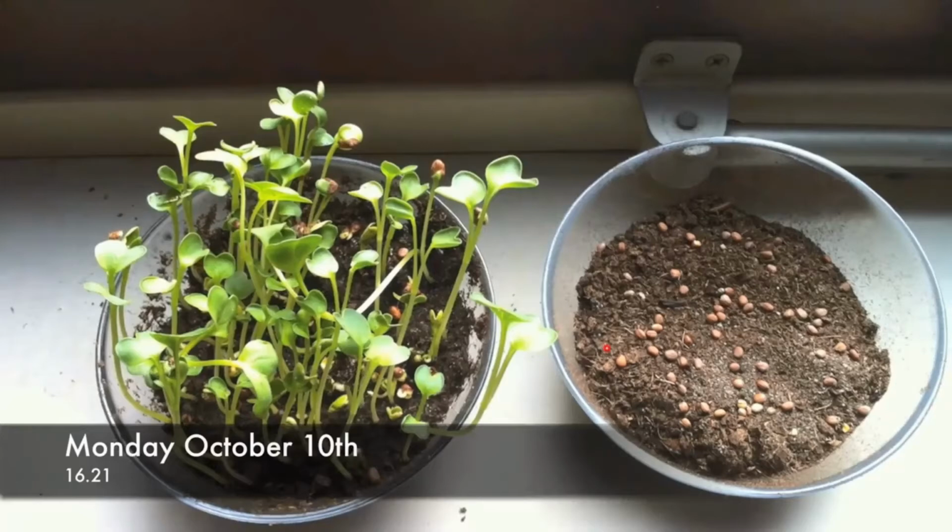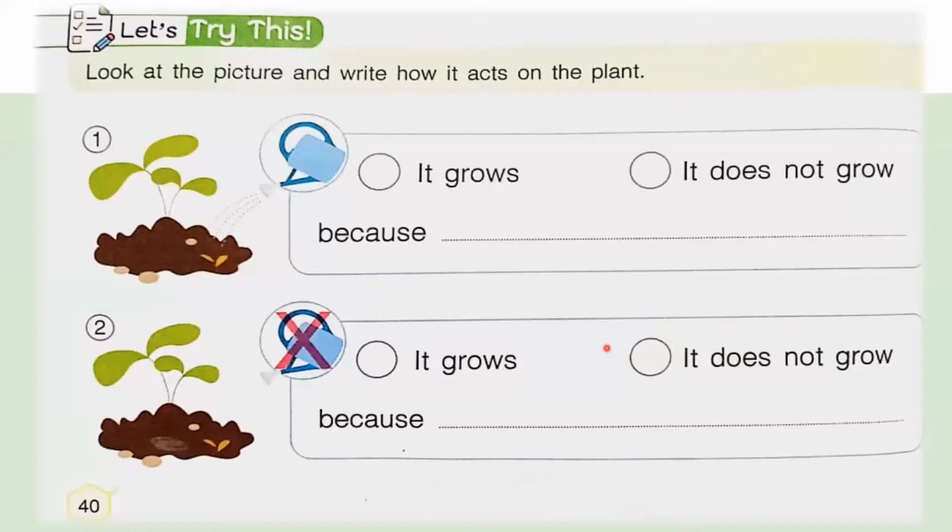So let's try to answer this activity. I want you to open your book to page 40. So here we can see two pictures of plants. The first picture of plant is getting water and the second picture is not getting any water. Okay, so let's answer number 1.